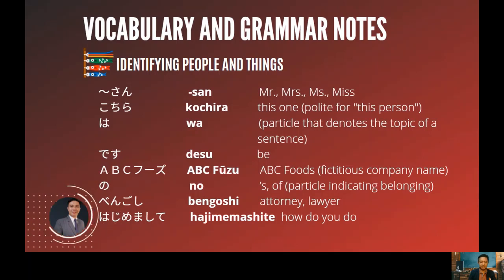Desu, or the verb to be. ABC Fuzo. ABC Foods. This is a fictitious company name. No stands for apostrophe S, of, or a particle indicating belonging or possession. Bengoshi, attorney or lawyer. Hajimemashite.